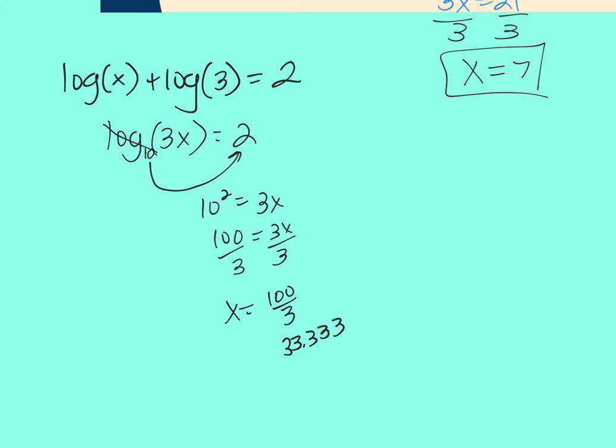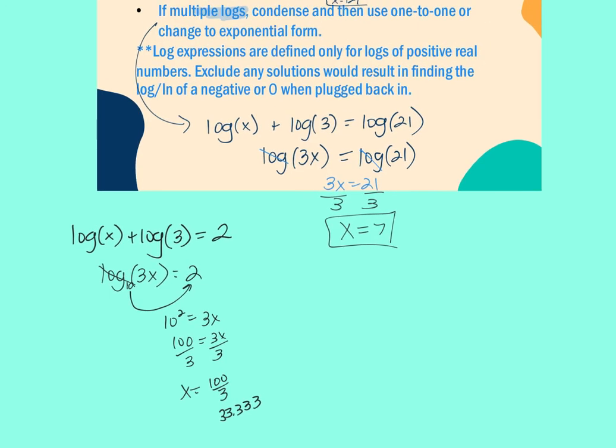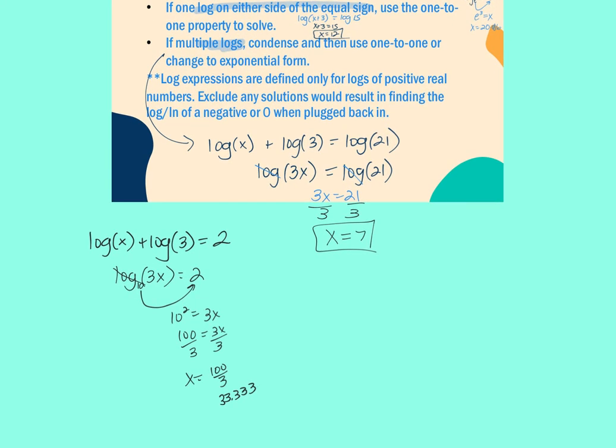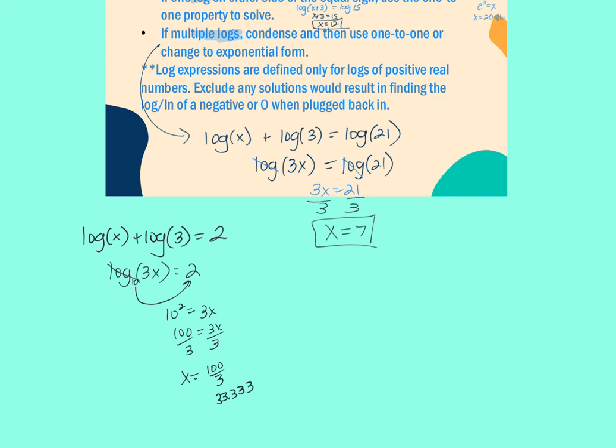So which one? Okay, so one of the most important parts about this is that last statement. Log expressions are defined only for logs of positive real numbers. If you get an answer that when you plug it back in requires you to find log of 0 or log of negative, you cannot keep that answer. It's an extraneous root. It doesn't mean you can't have 0 or negative as an answer. It means that when I plug it back in, it can't be finding log of it.